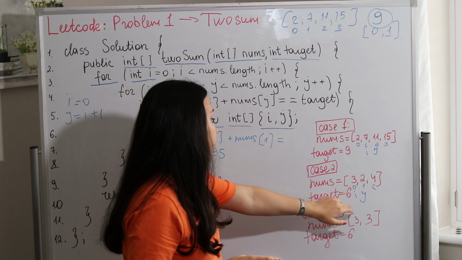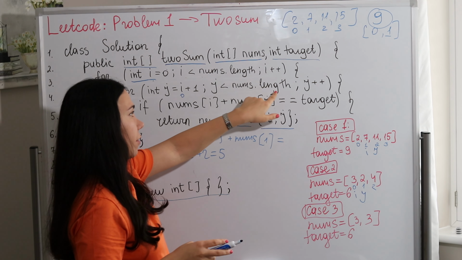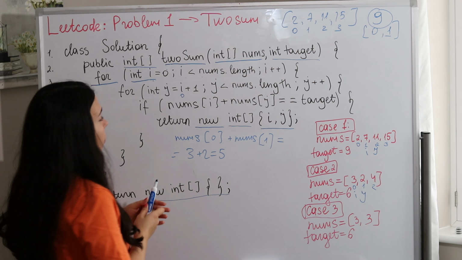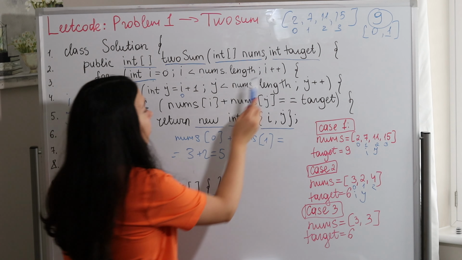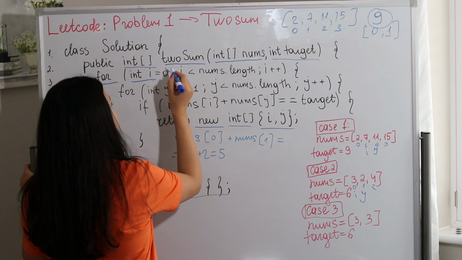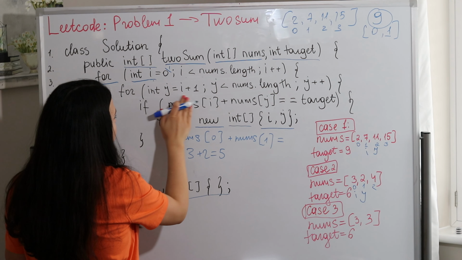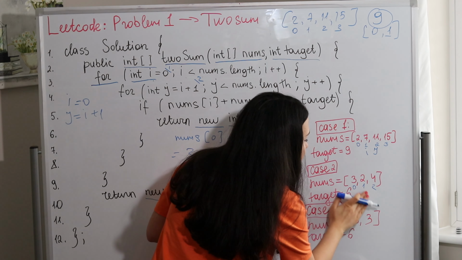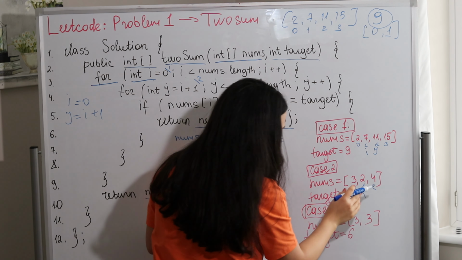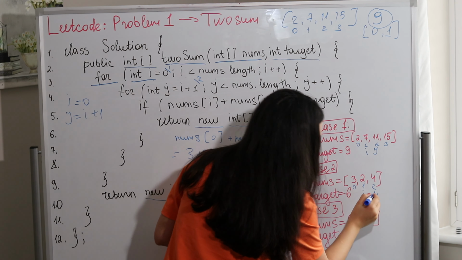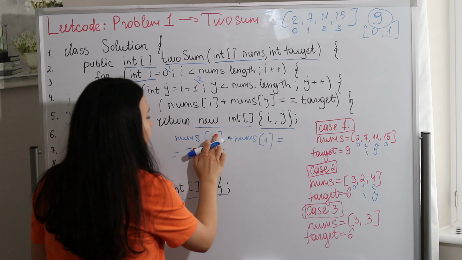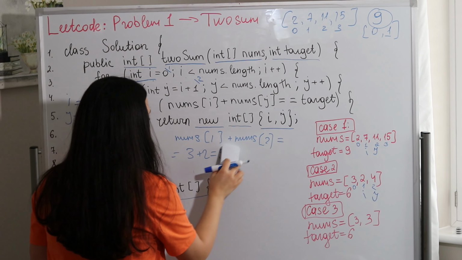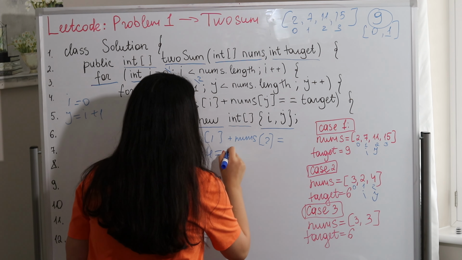Is it our target? No, but we are still within nums length, right? That's why we don't return an empty array. We have nested loops and we go back to our next iteration. In the next iteration, we incremented i by 1. So instead of i being 0, i is now 1. j is i plus 1, which makes it 1 plus 1, 2. So j is 2. For our next iteration, i is at the position of the first index and j is at the position of the second index. And we add nums first index to nums second index, which gives us 2 plus 4, which gives us 6.